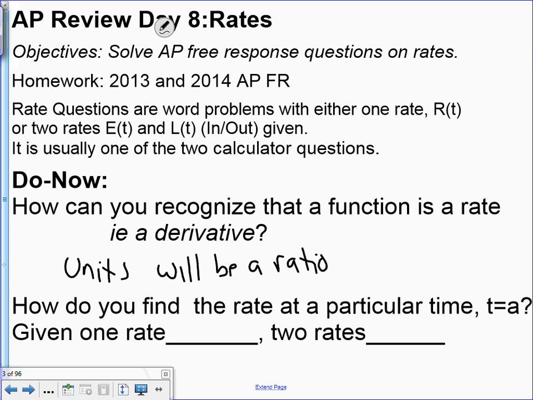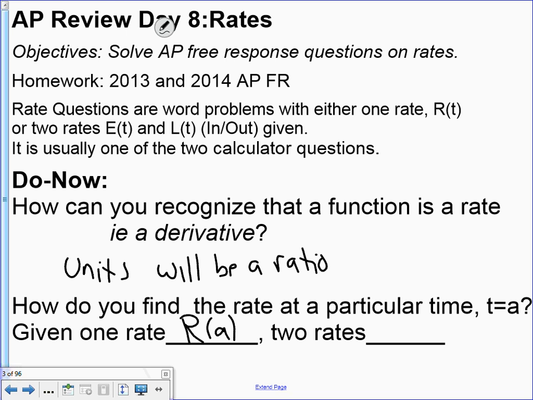Now, again, these problems will involve either one rate or two rates, a rate in and a rate out. If the problem just involves one rate, R of t, and they ask you to find the rate at a particular time, A, what would you do? They give you some function R of t, which is the rate at which something's changing. They want to know the rate at which it's changing when t equals 5 or t equals 7. When you say evaluate it, what are you going to do? Plug it in, right? We just plug it into the rate function, so it'd be R of A.